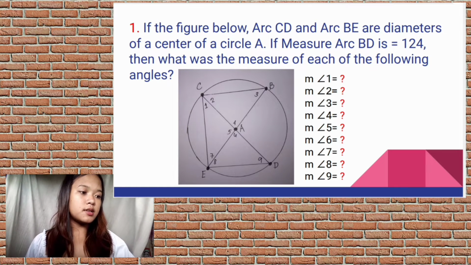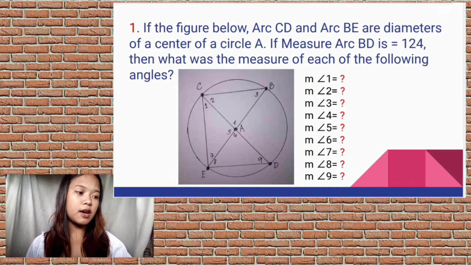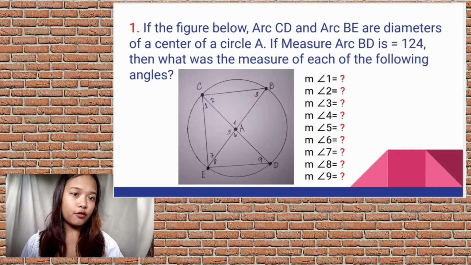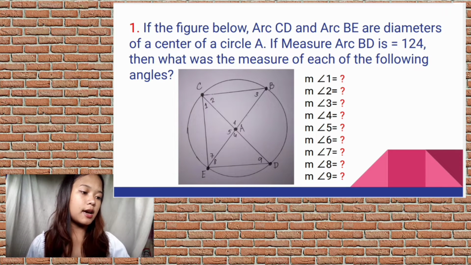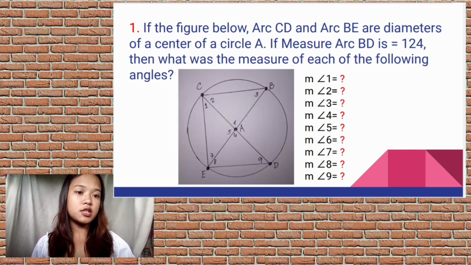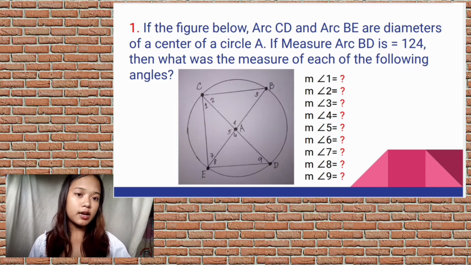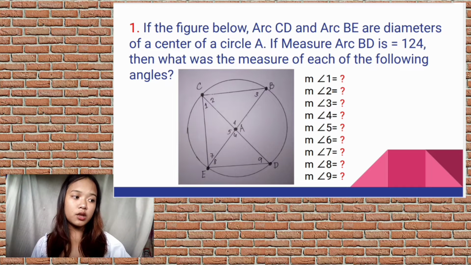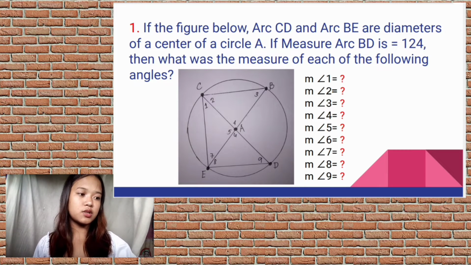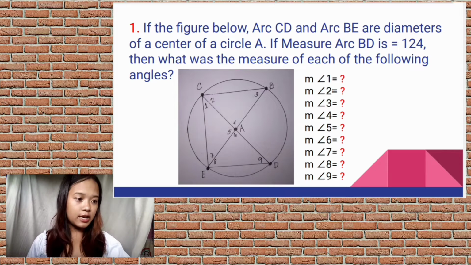So same with angle 5, because arc CE has a measure of 124 degrees. And then angle 6 is 56, equal to it because it is at the center of the circle. So then angle 2 is equal to 62 degrees, because 124 minus 56 is equal to 62. Then angle 8 also has 62 degrees.